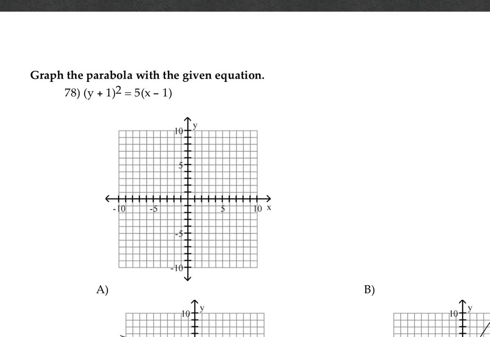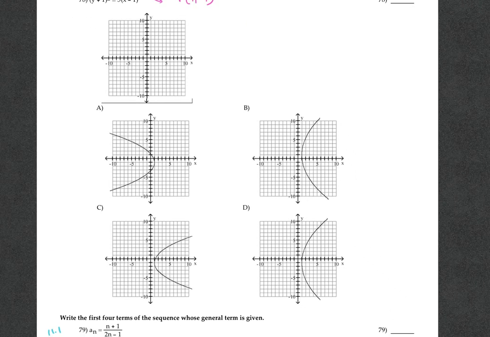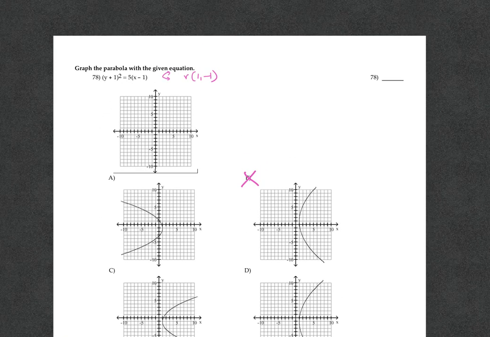Okay, 78, another parabola. This time it's a positive y squared, so it points to the right. My vertex is 1, -1. If I look at those already, that narrows down this one. And then my 4p is 5, so it means it's positive. It points to the right. That rules out this one. P would be 5/4, which is 1 1/4.